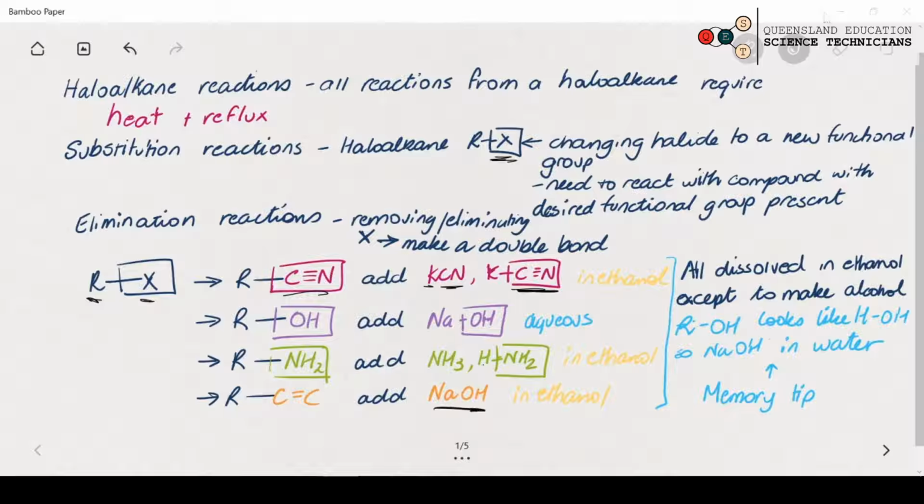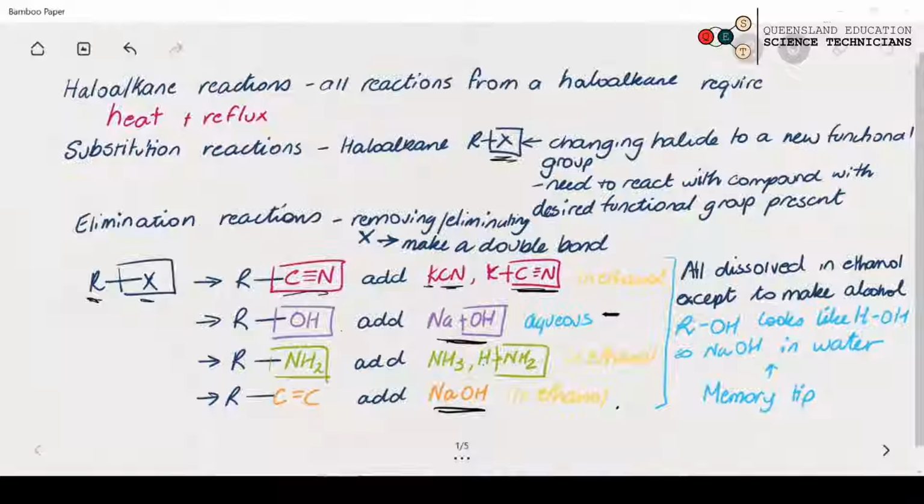And we'll notice here we're still doing the sodium hydroxide for both, but the difference is that if I want to make an alcohol, I actually add it in water, aqueous dissolved, so it's a dilute sodium hydroxide. Whereas with my alkene, I don't want to have any extra water in here because that will make my alcohol, so I do it in ethanol. So a memory tool to help you with your conditions is that for all of them, except when I want to make an alcohol, I dissolve in ethanol.